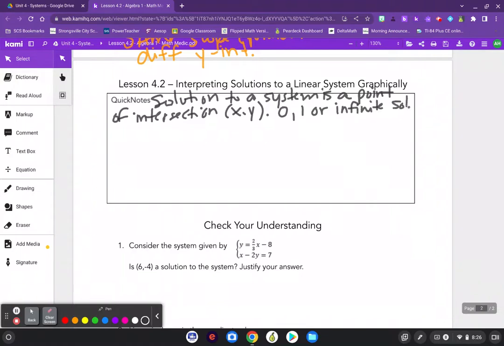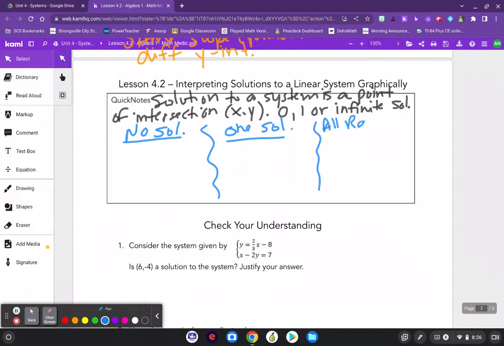Okay. So let's talk about those different scenarios, right? So I could have no solution. I'm going to say SOL for solution. I could have 1 solution, or I could have, I'm going to say all real numbers instead of infinite. I'm going to use the number symbol. Okay. And let's just get some graphs to go with these here.